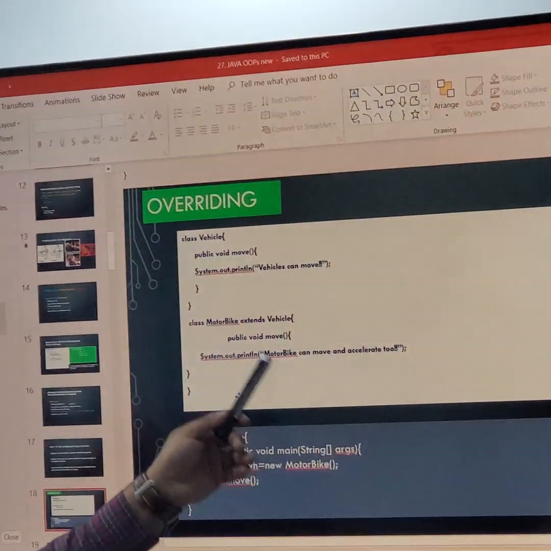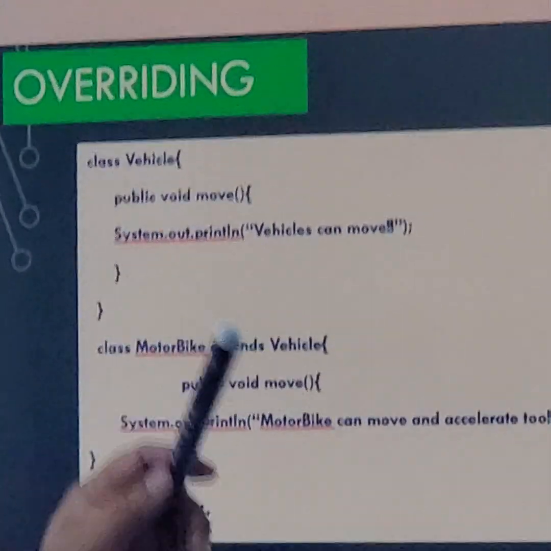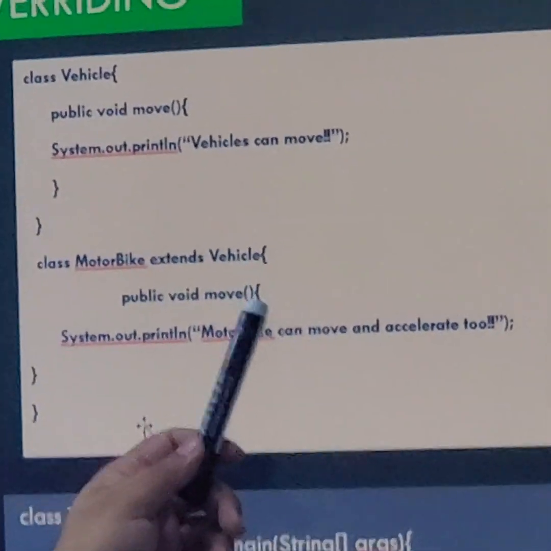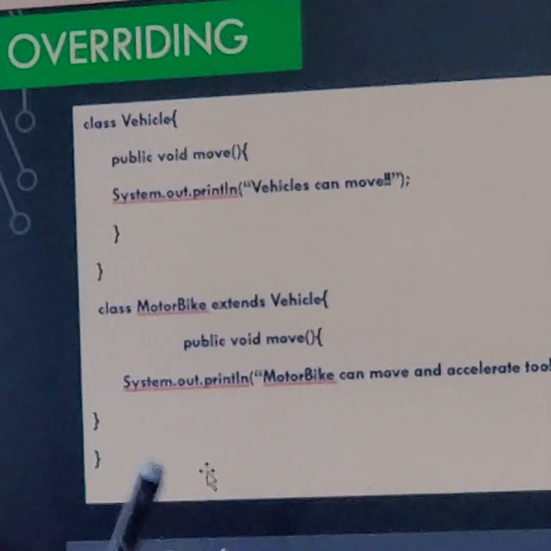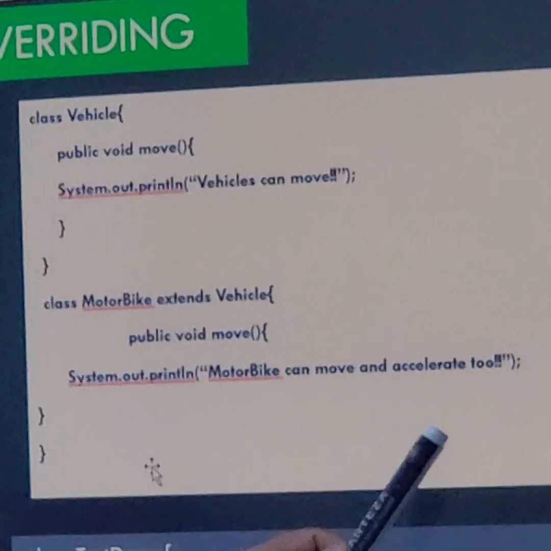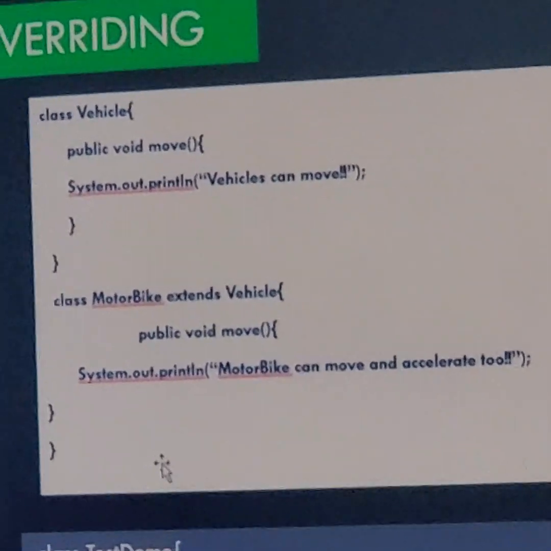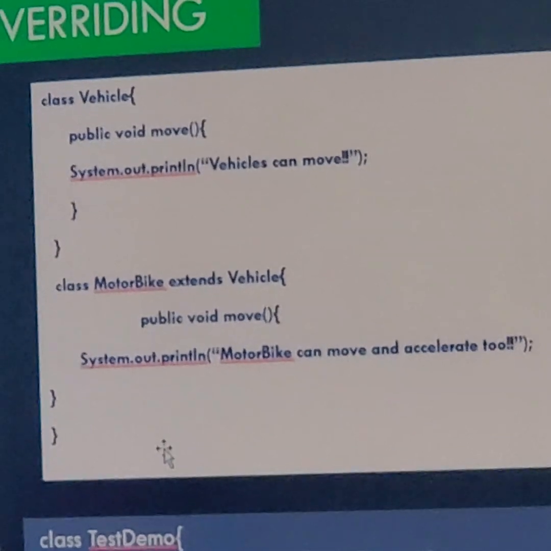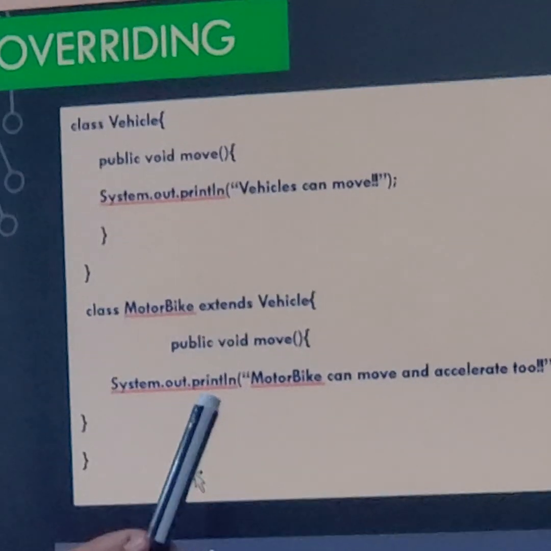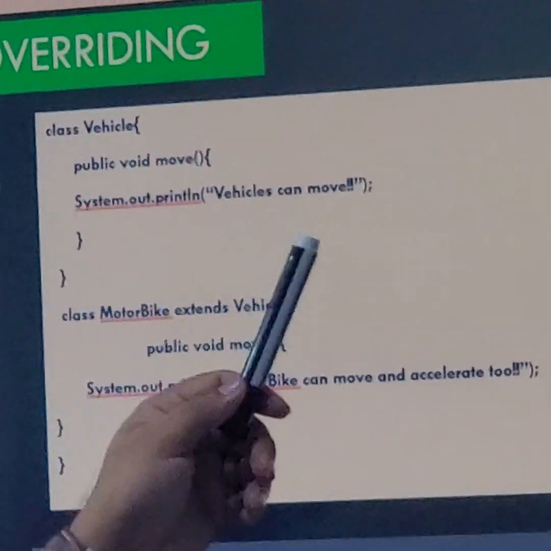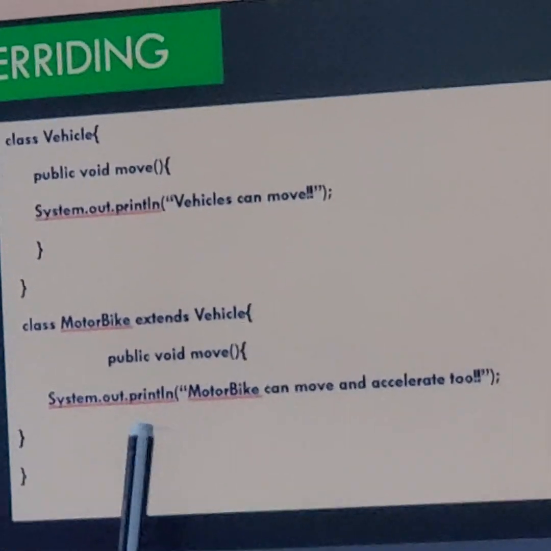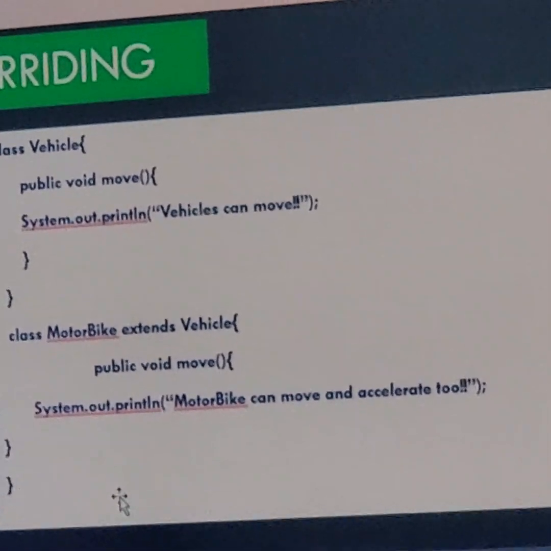using overriding. What you do is you have the same method name. You see, public void move, public void move. Same method name, same parameters. There's no parameter here, no parameter here. But the first one prints vehicle can move, and the second says motorbike can move and accelerate. So it's using two classes, using the extend keyword. The first one prints vehicle can move, but we're changing that inside the body of motorbike. So the body is changing, right?